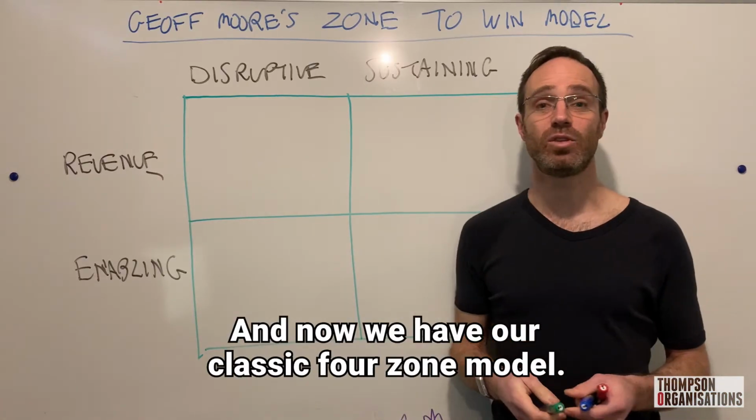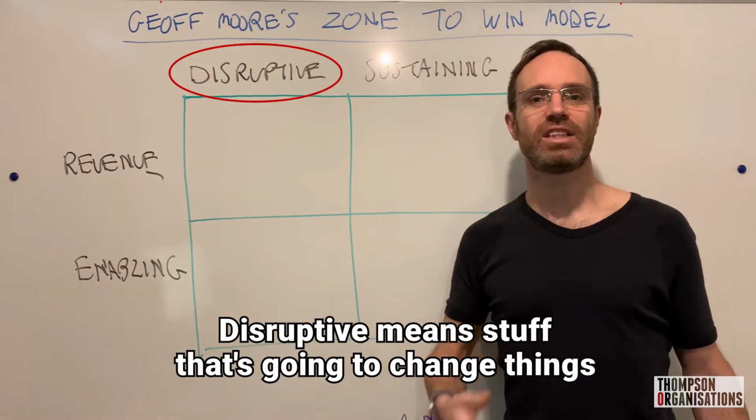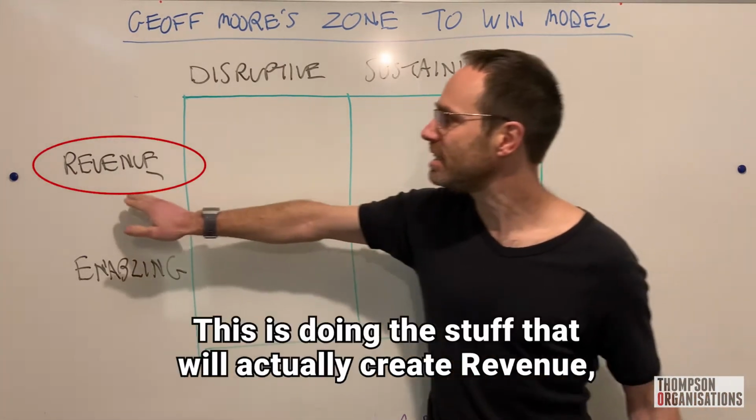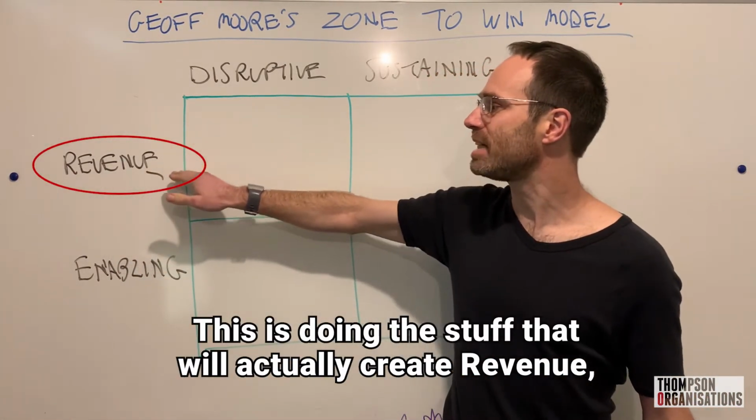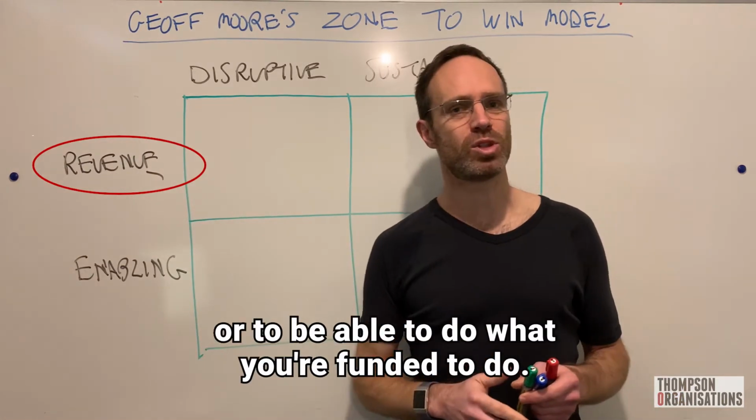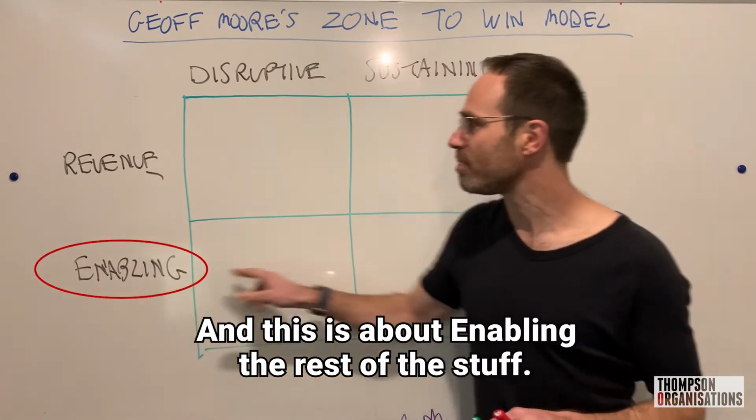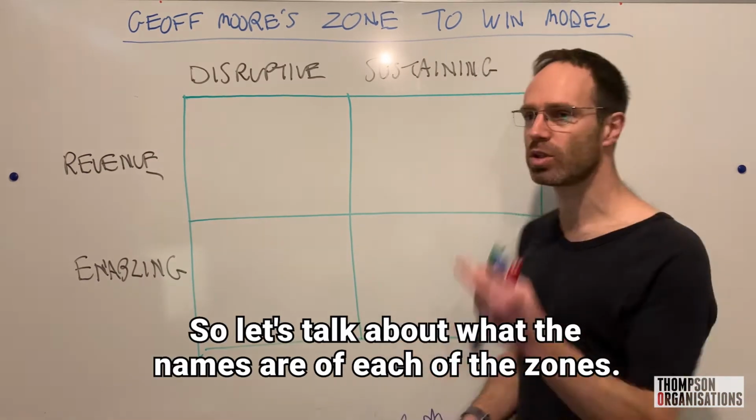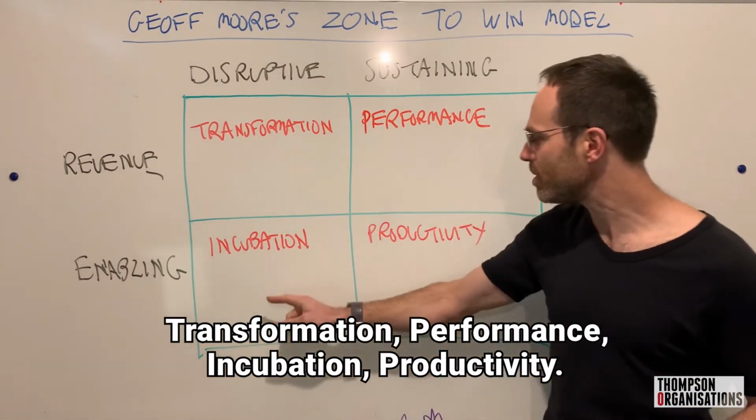And now we have our classic 4-zone model. Disruptive means stuff that's going to change things for the future. This is about making sure we're doing what we said we would do today. This is doing the stuff that will actually create revenue or to be able to do what you're funded to do. And this is about enabling the rest of the stuff. So let's talk about what the names are of each of the zones. Transformation, performance, incubation, and productivity.